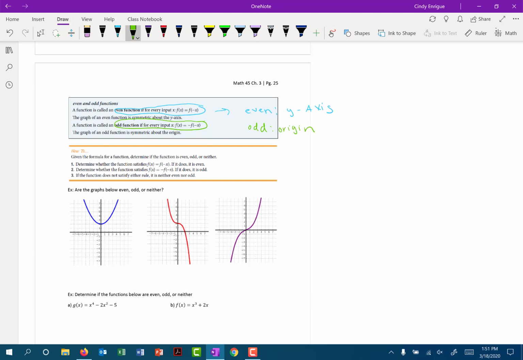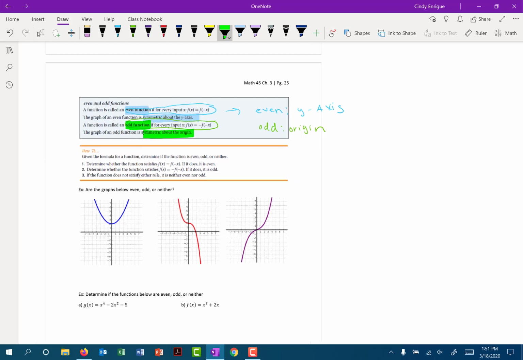Okay. So my even function, it says the graph of an even function is symmetric about the y-axis, versus the odd function is going to be symmetric about the origin. So hopefully you understand what symmetric means. It means that if you have something cut in half, then each side should look the same.